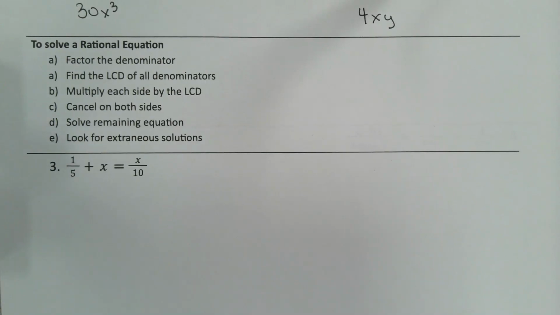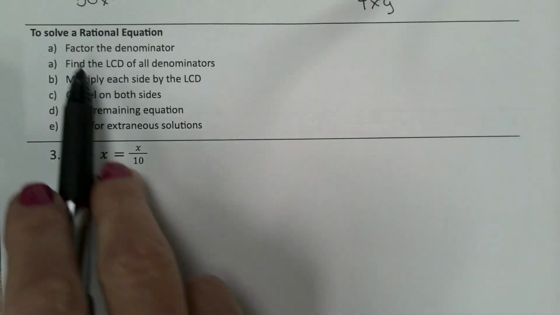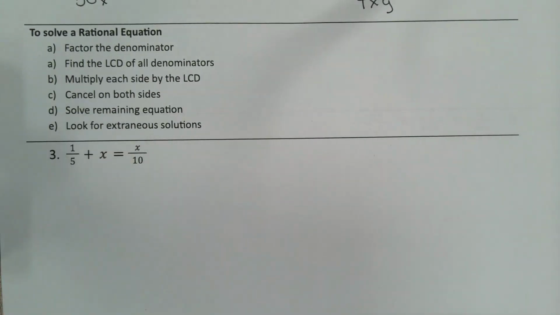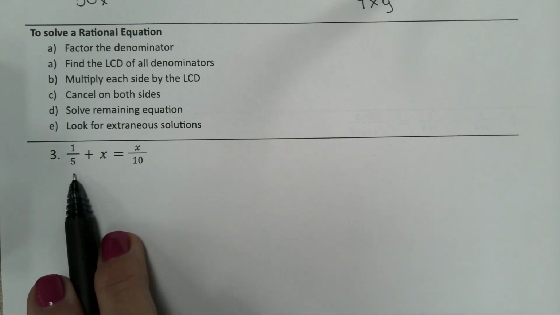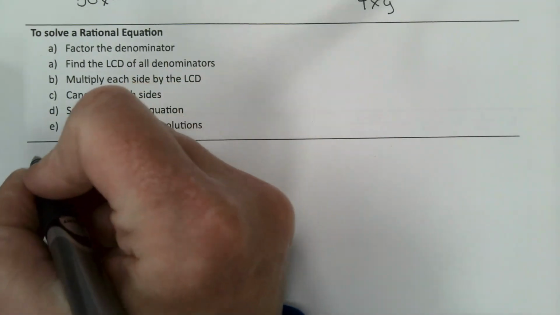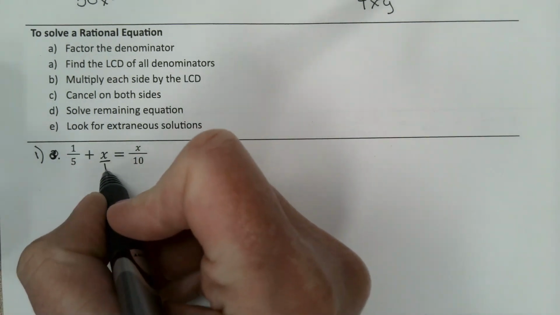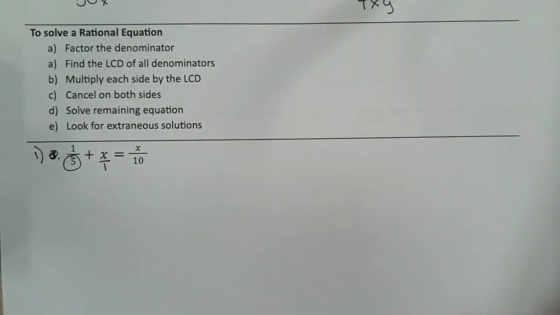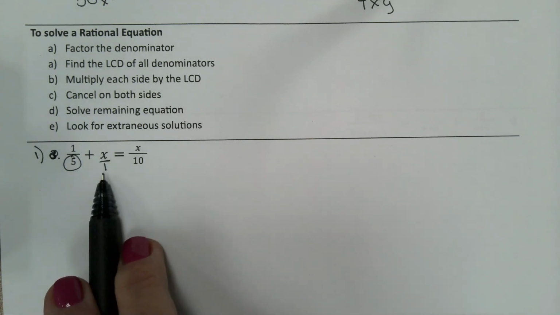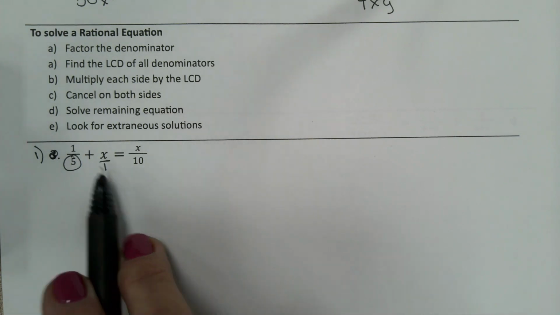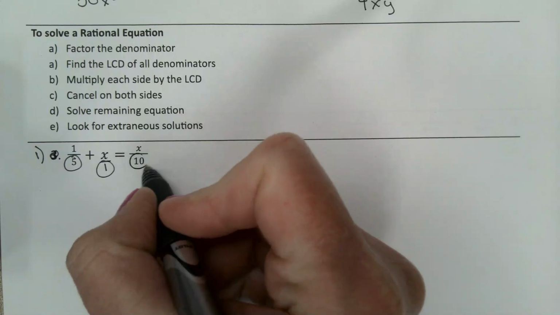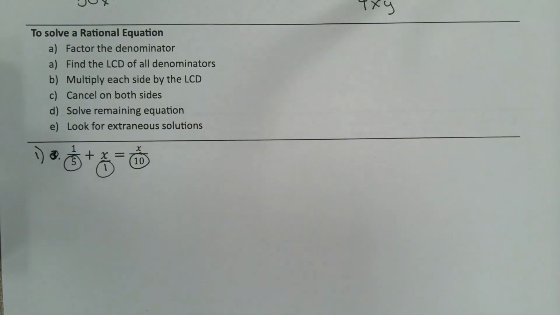So when we start solving, the first thing you're going to have to do is look and see, do I need to factor the denominator? So on number 1, you do not need to factor the denominator. I have denominators of 5. This X has an implied denominator of 1. And then that one has a denominator of 10.